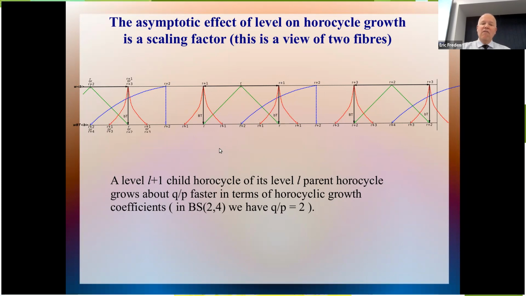So when you go down a level, your horse cyclic subgroup growth, the coset growth, is about twice as much as what the original was. So a level L plus 1 child horse cycle of its level L parent grows about Q over P times faster. Here I'm doing BS24, so Q over P is 2. So I have to scale the fiber growth by the level.